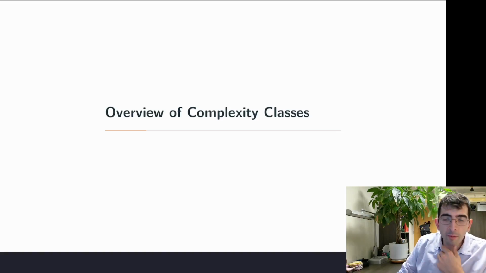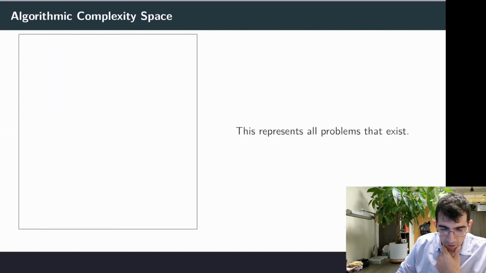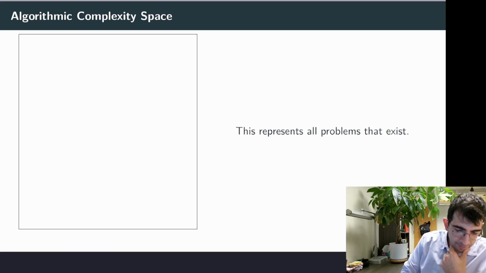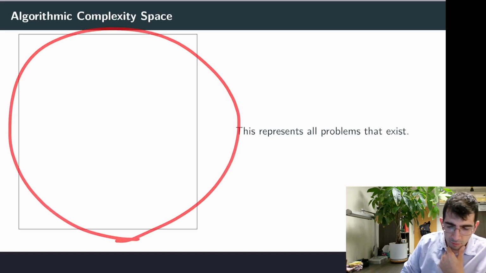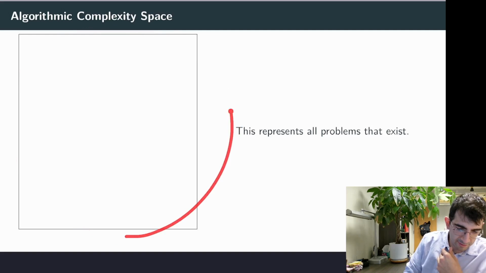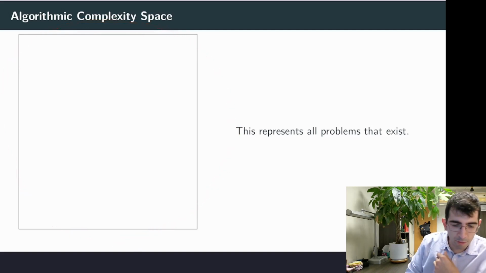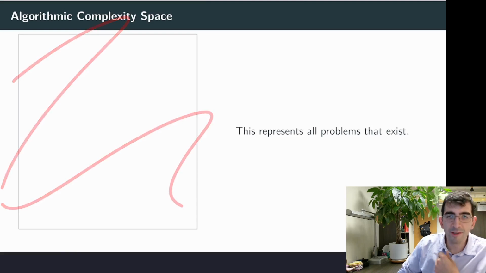Okay, so let's talk about algorithmic complexity classes. Let's start off and say this square here represents the space for all the problems that exist. Okay? This is all problems ever.